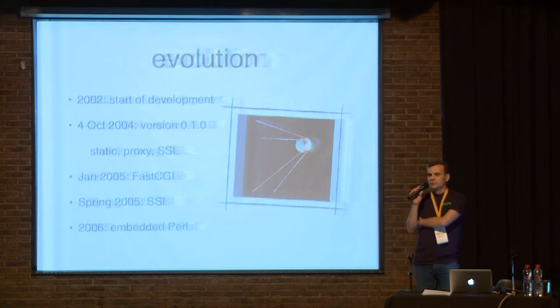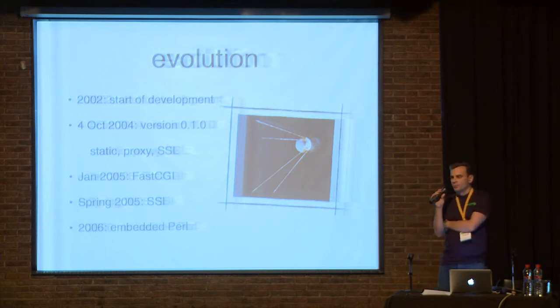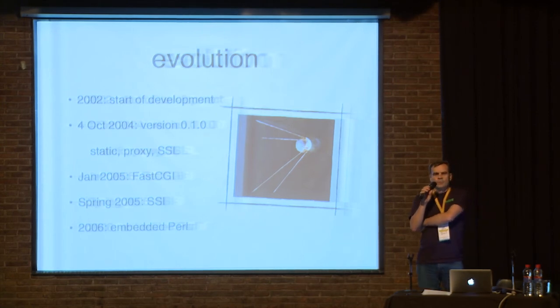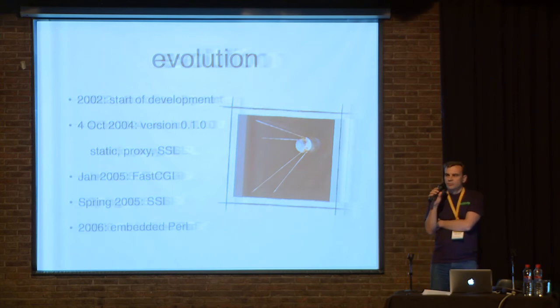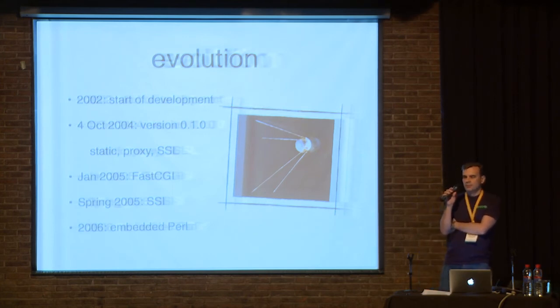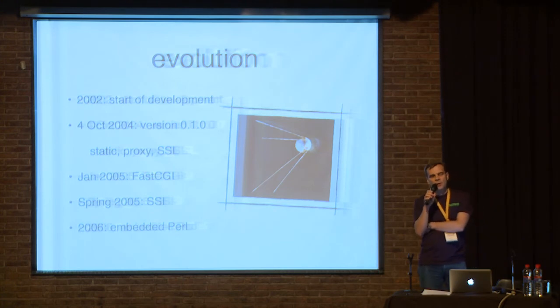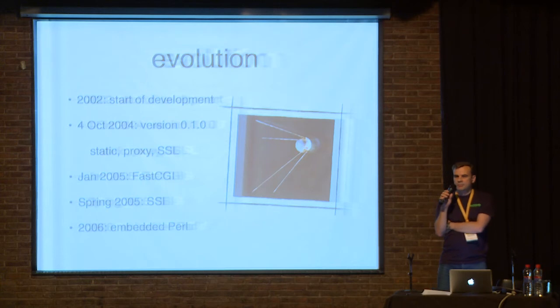In January 2005, FastCGI support was added. The FastCGI protocol was developed in the 1990s, but it wasn't widespread until the 2000s. People preferred to use mod_php or mod_perl embedded inside Apache.